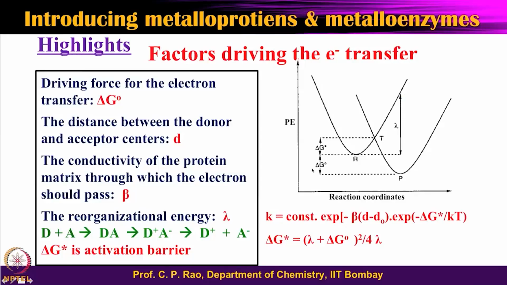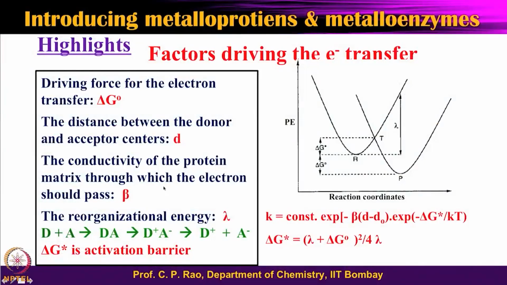Followed by all these transport phenomena, I have come to the stage where electron transfer is introduced. I have introduced electron transfer. Of course, electron transfer depends upon the potential difference between the donor and acceptor in terms of delta G 0. As long as the delta G 0 is negative, this is a feasible reaction. What else does it depend on? It does depend upon the distance between the donor and acceptor, and it does depend upon the conductivity of the medium between the donor and acceptor, okay.